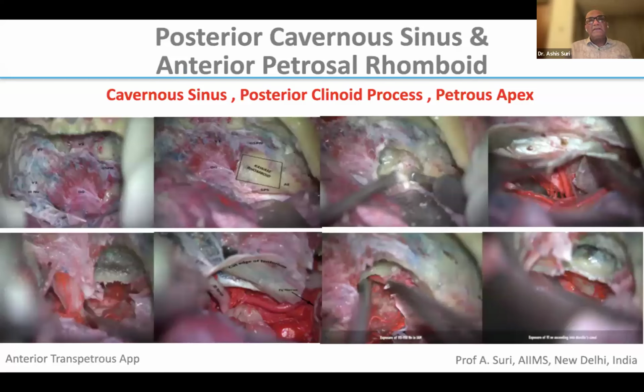If you see this slide, these are the steps Dr. Arun nicely mentioned. The only thing which I would like to stress is that the GSPN must always be dissected towards the geniculate ganglion. That means from anterior to posterior and never from posterior to anterior. Otherwise, you'll put traction over the seventh nerve. Second, your angle of drilling. You should always expose the posterior and the middle part of the cavernous sinus, so that you have an angle of drilling.